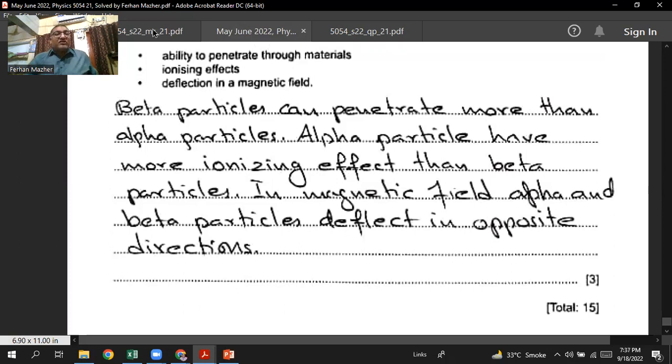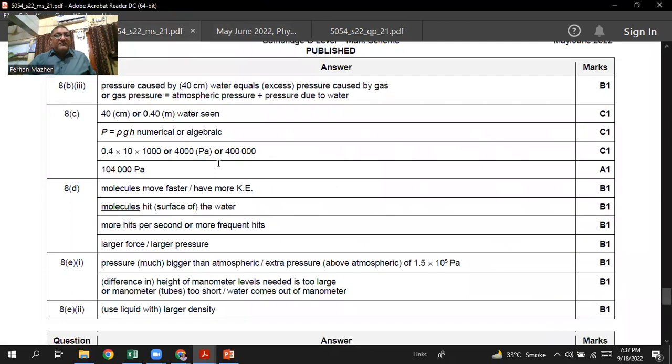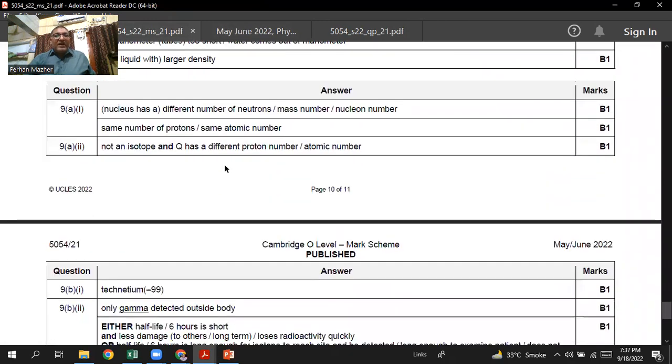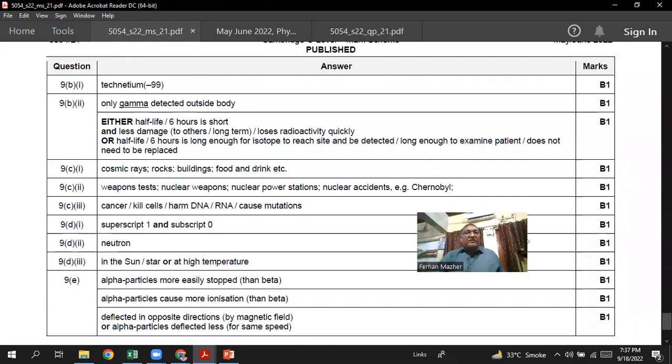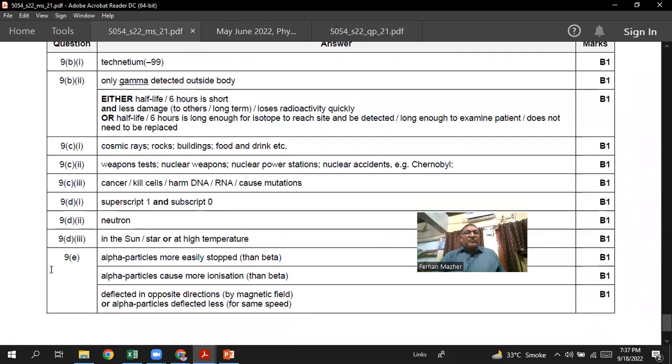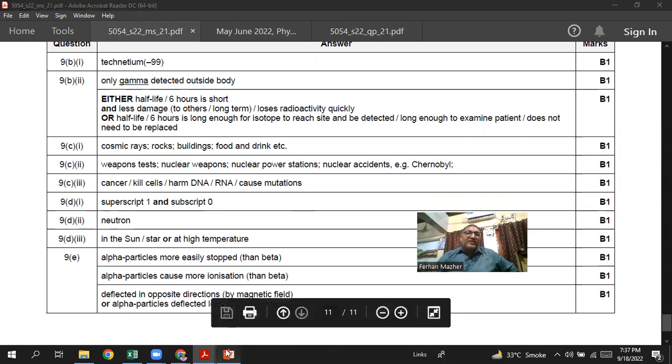So this was question number 9, I think. The marking scheme of question number 9 is showing up on your screen. You can pause the video and read this marking scheme carefully. So please, you can pause this video and take your time with this.